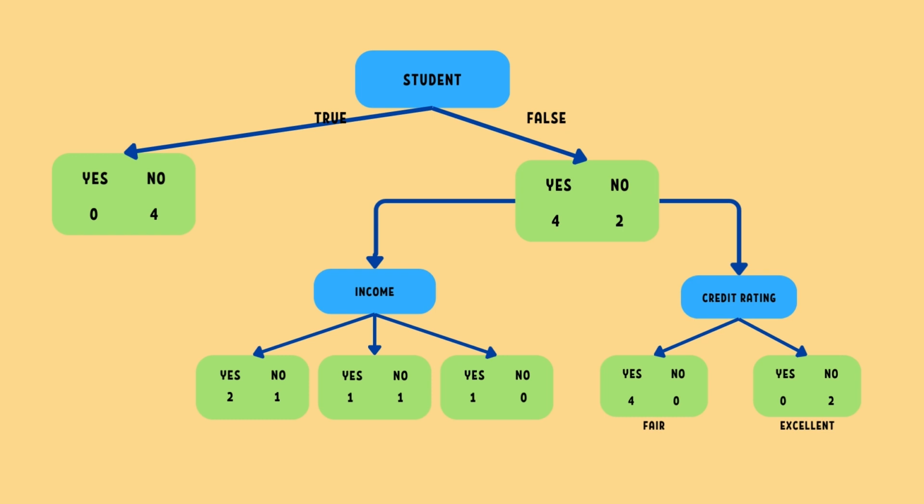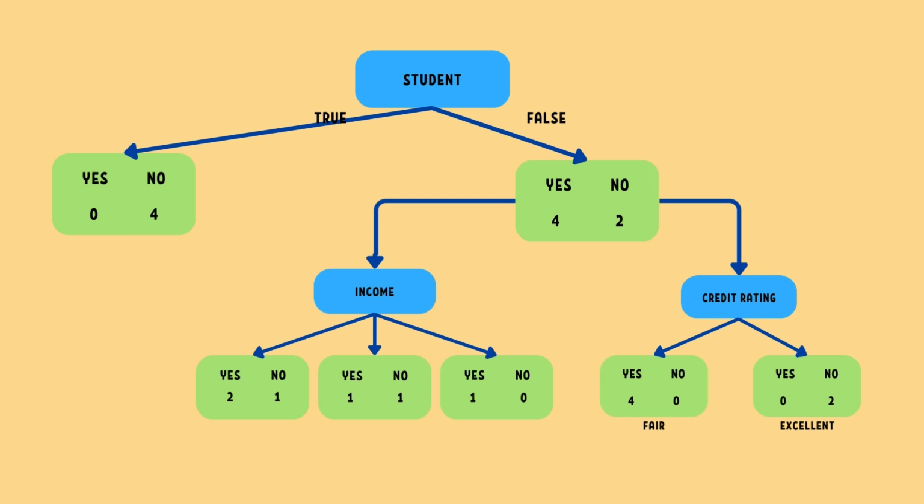Let us split the impure nodes by splitting 6 of those people who are not students, by determining if they are allowed to take a loan based on their level of income. If they belong to low, medium, and high level of income. Same with the credit rating. Let us determine if they are allowed to take a loan based on their credit rating. After we split the following data, let us now calculate the Gini impurity of those impure leaf nodes as well as the total Gini impurity.